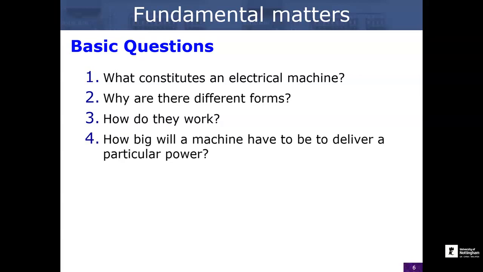This is a key one. How big will a machine have to be to deliver a particular power? Because this is all about application and sizing. And this is one of the things you would very, very commonly address in terms of actual industrial application.